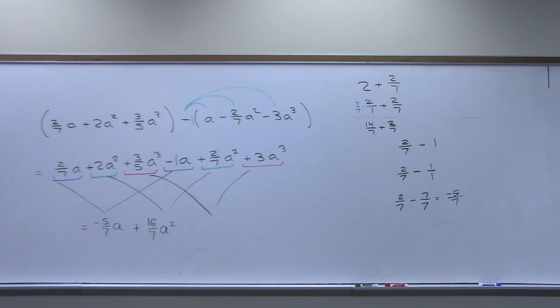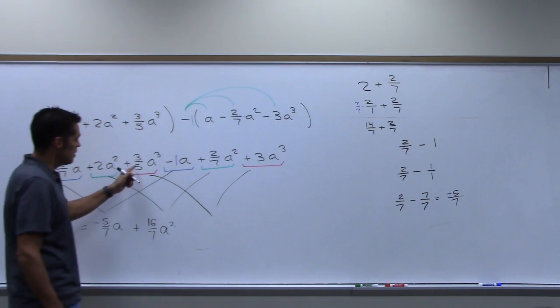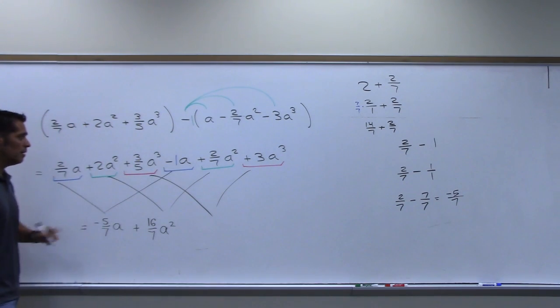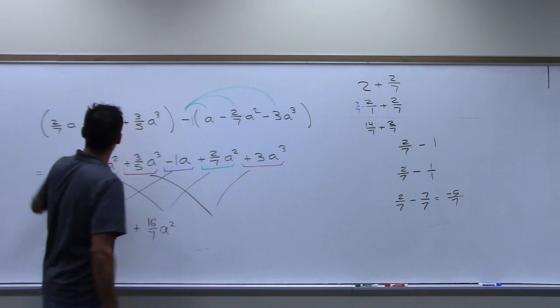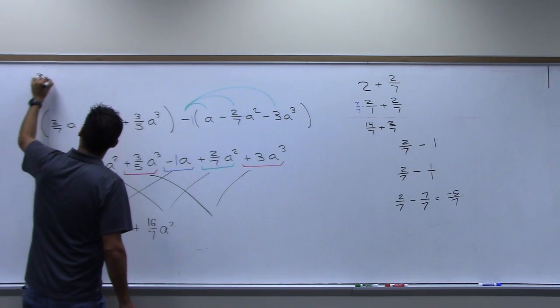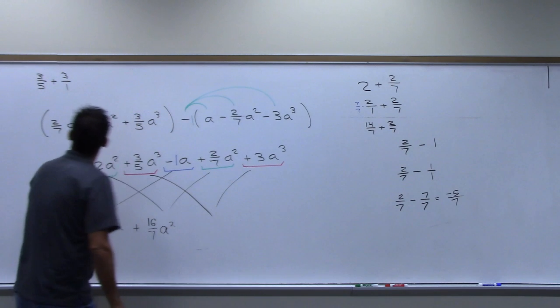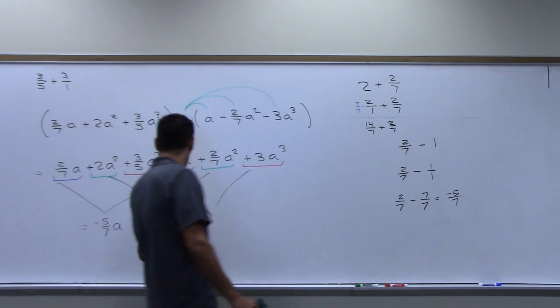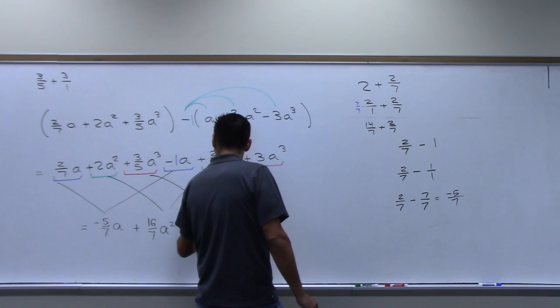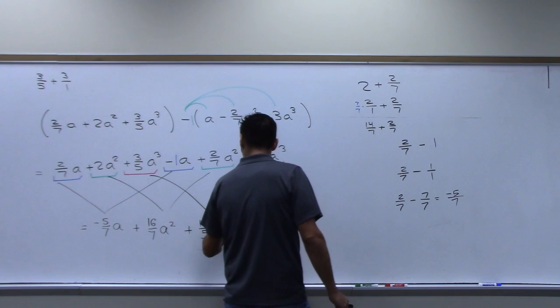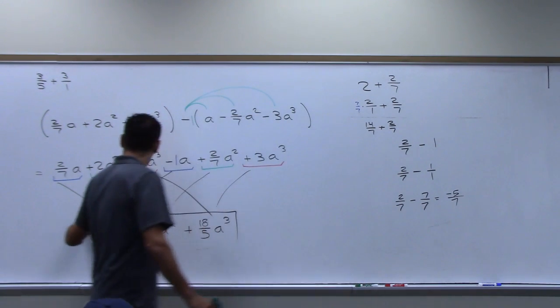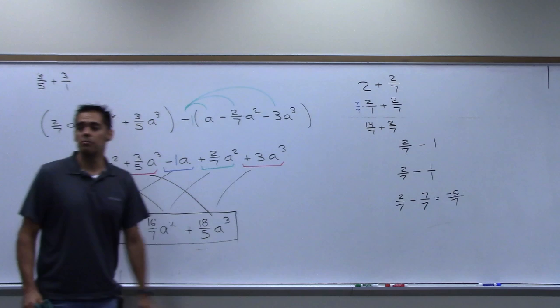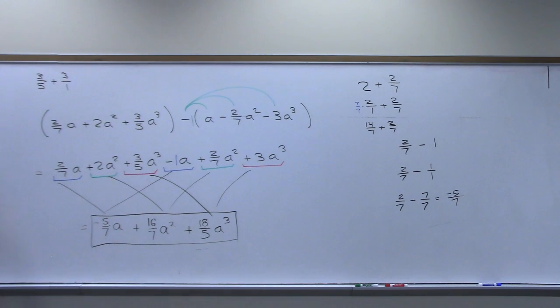Last thing we have to add together, 3/5 plus 3, right? 3/5 plus 3. 18/5. I'm not going to do that one. I'm just going to put it 18/5 a cubed. Done. We are done. There's nothing else to do. We just subtracted those polynomials. This is the result. Done.